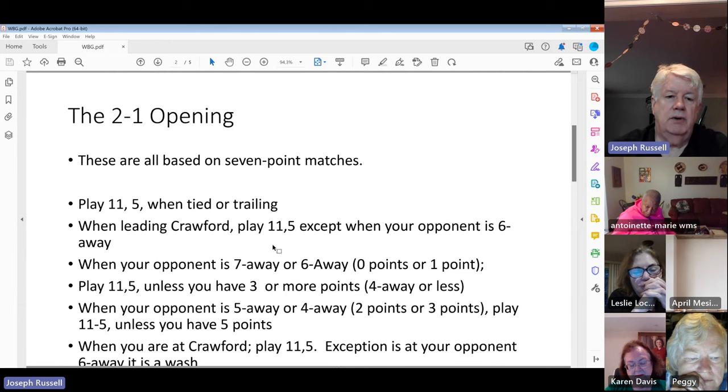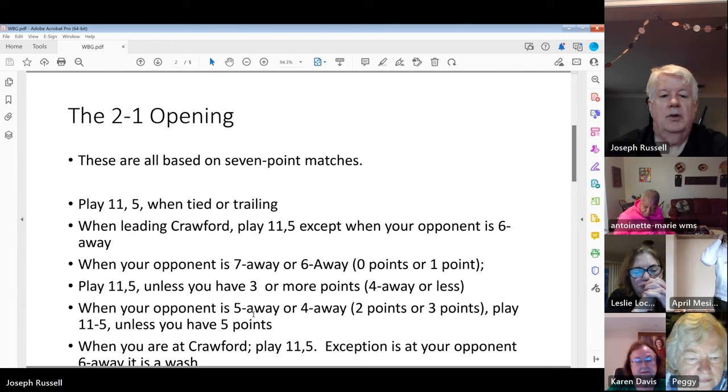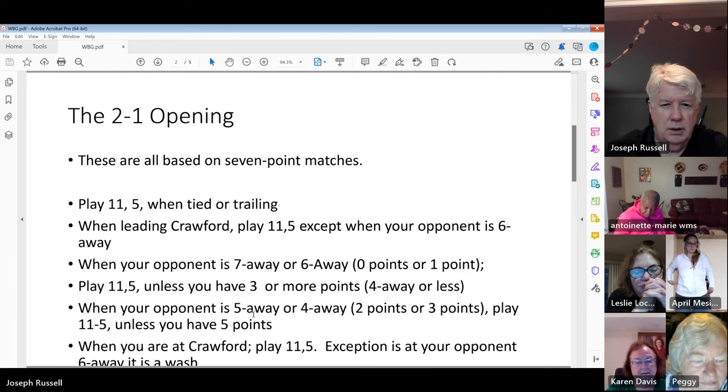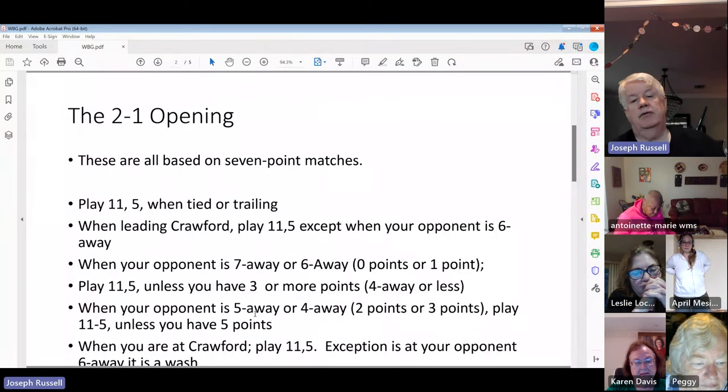When are you not playing 11-5? When your opponent is 0 and you have 3, 4, or 5. When your opponent is 1 and you have 3, 4, or 5. And when your opponent is 2 or 3, unless you have 5.